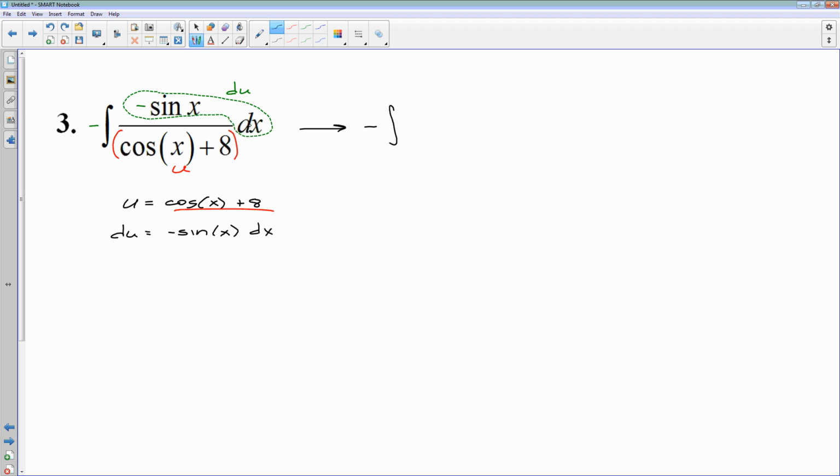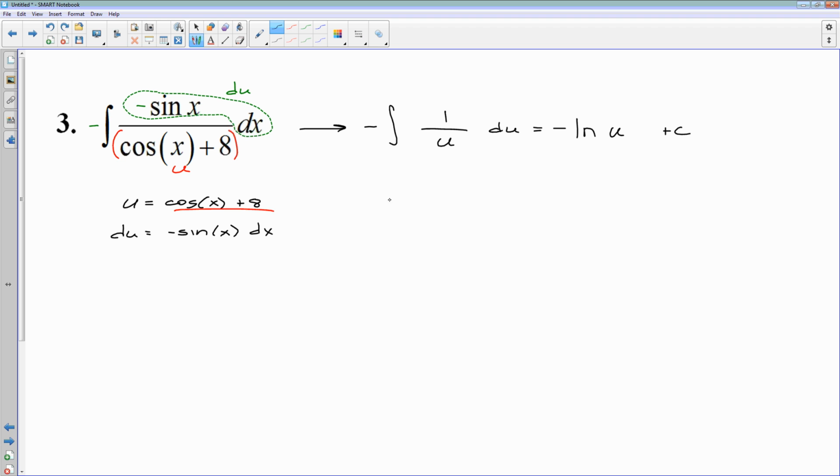Negative sine x dx is my du, and I like to stick that off to the side. So I have a fraction, and my bottom, cosine x plus 8, is u. And since I substituted everything out in the numerator, I'll just put a 1. So I need to do the antiderivative of 1 over u, which is the derivative of ln. The antiderivative of 1 over u is ln of u plus c.